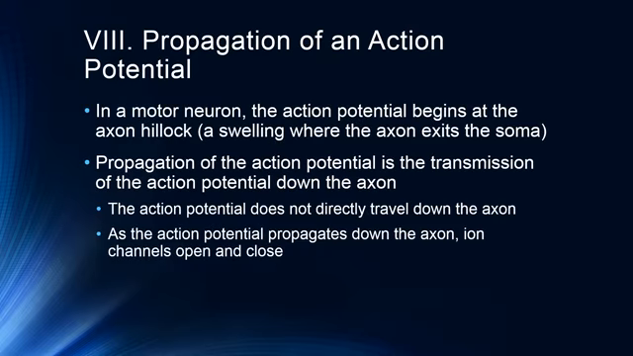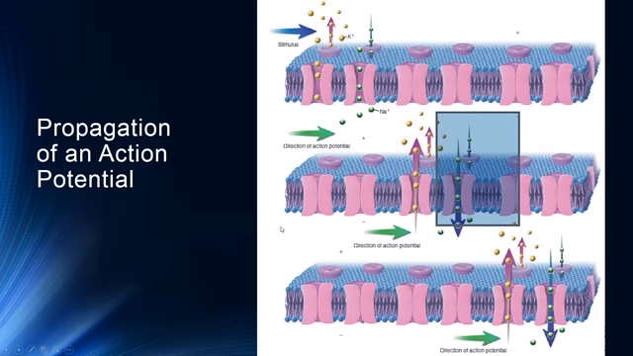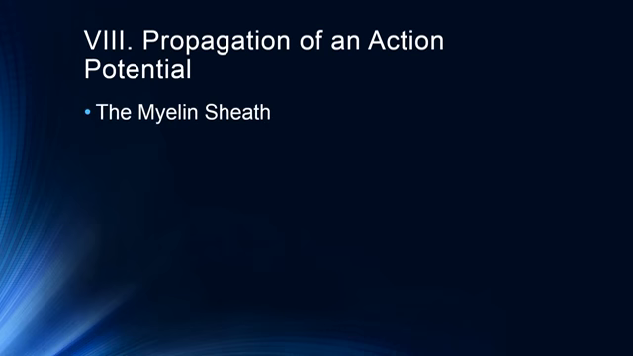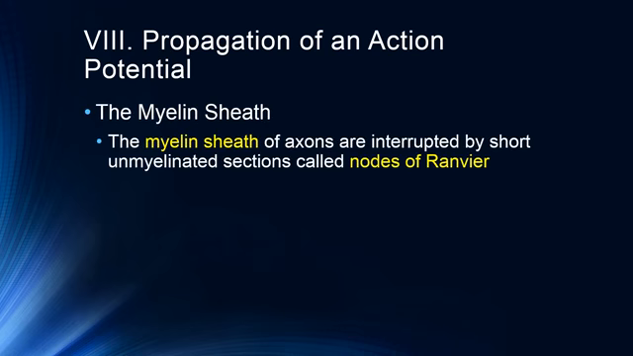The way this happens is ion channels open and close down the length of the neuron, which is why there is no loss of electrical signal, because the electrical signal is generated at every step of the way. So this is how it works. We have a stimulus that causes an action potential. We get the sodium and potassium channels opening and closing, and this propagates its way down the axon as an action potential. The myelin sheath is an important part of this process.